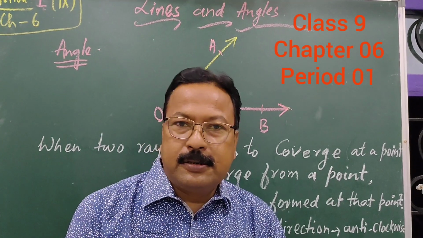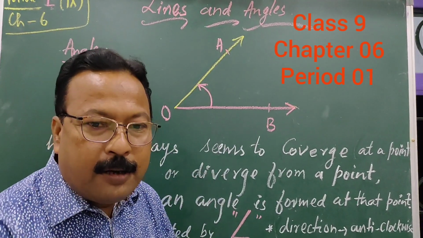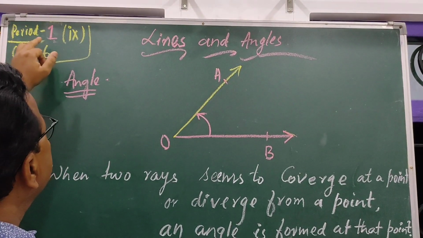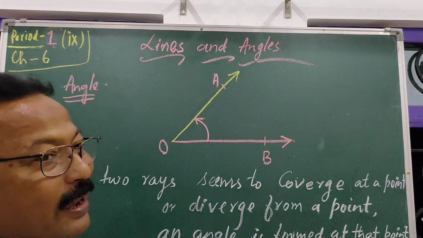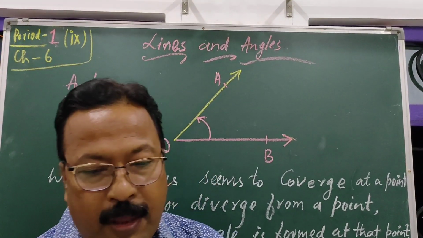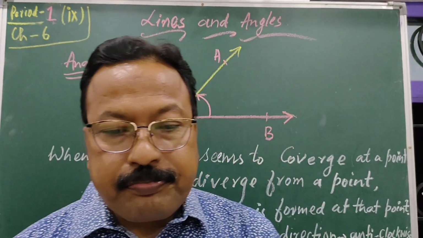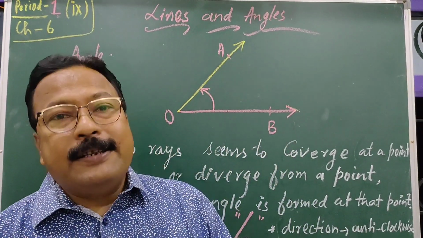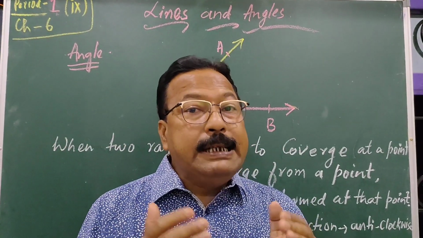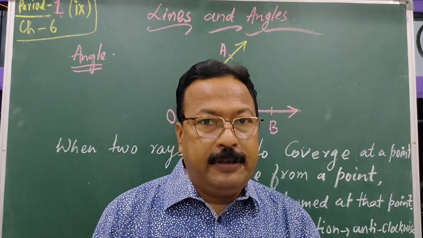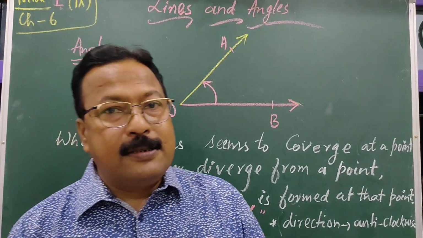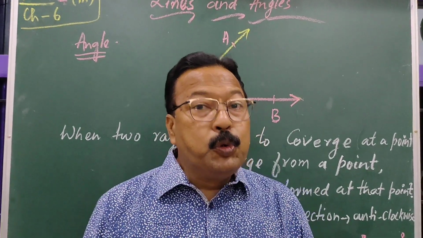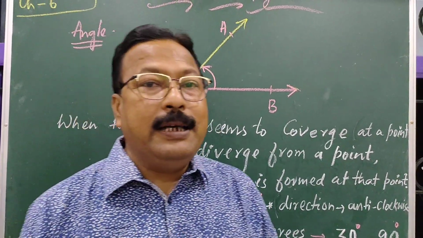Hi dear students, today we'll learn about chapter 6 of class 9, period 1, lines and angles. In this section, we'll discuss when two lines intersect each other, how the properties of angles behave. And also we will discuss how the angles are formed when two or more lines are intersected by another line.